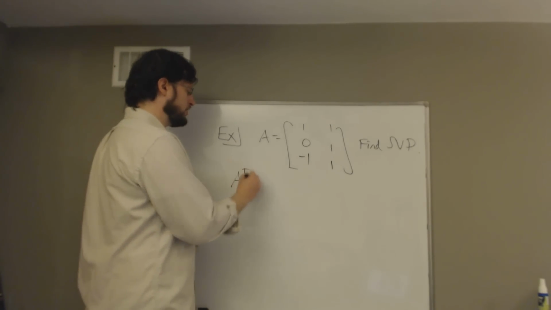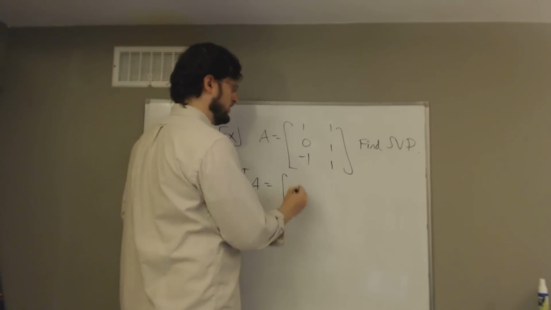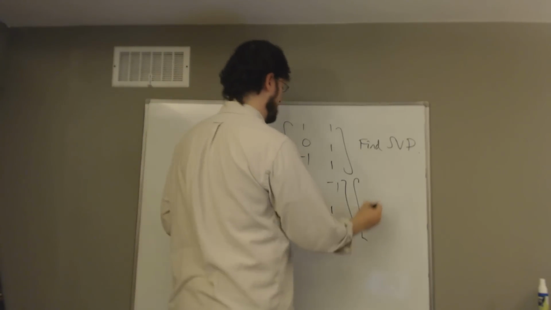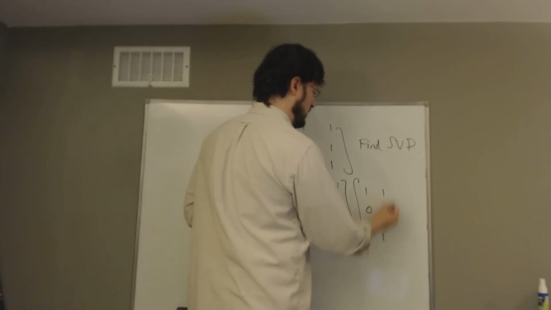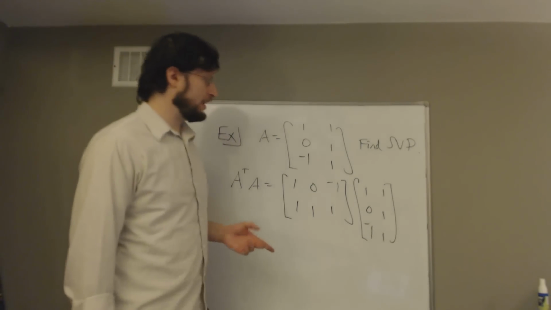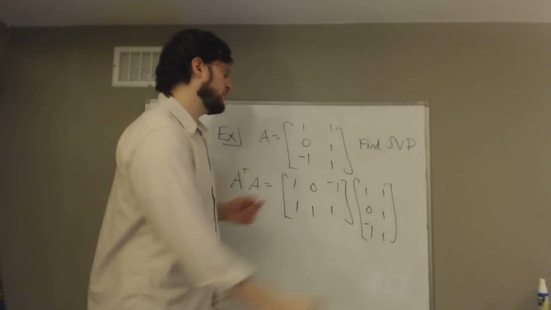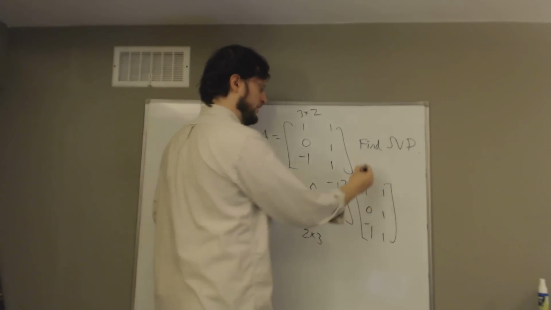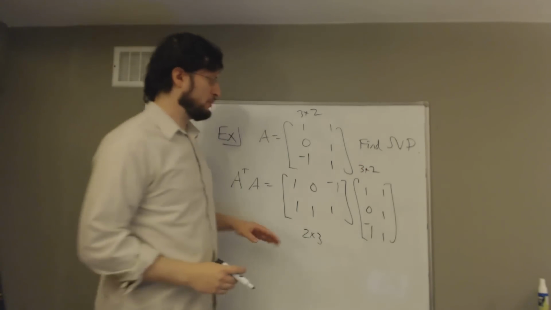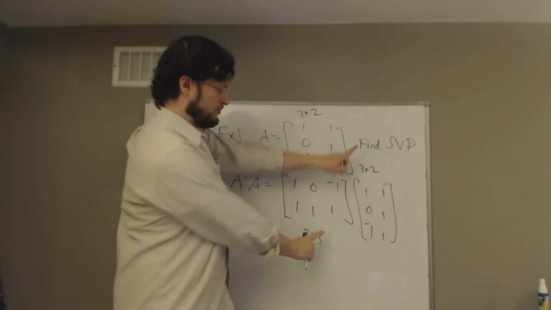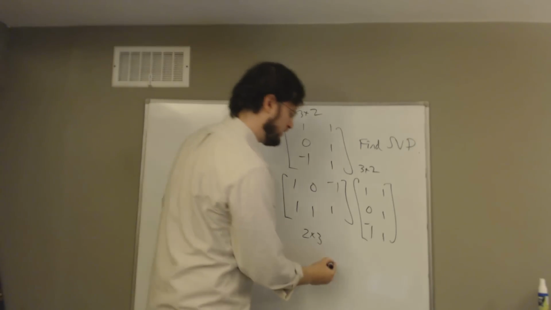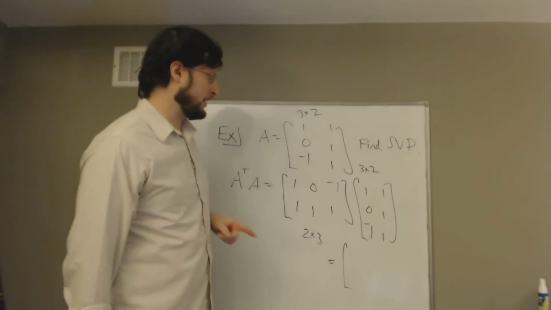Because when I take A transpose times A, which is [1, 0, -1; 1, 1, 1] multiplied by [1, 1; 0, 1; -1, 1], what we're going to get is, in fact, a square matrix. So this is 3 by 2, so this is 2 by 3. This is 3 by 2. Remember what happens when we multiply. The middle number is gone, and we end up with a 2 by 2. So we get a 2 by 2 square matrix back.